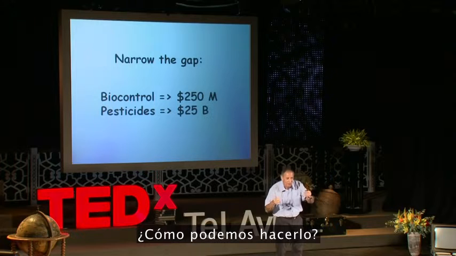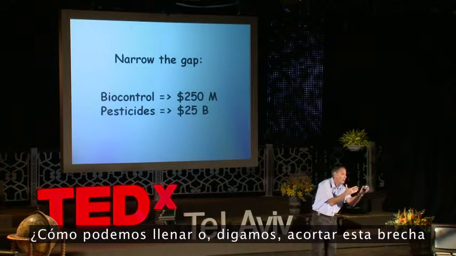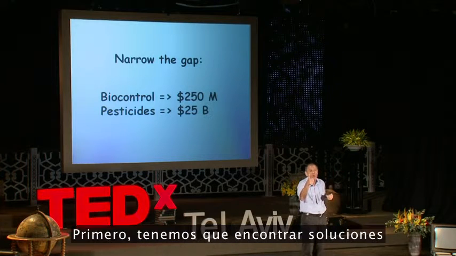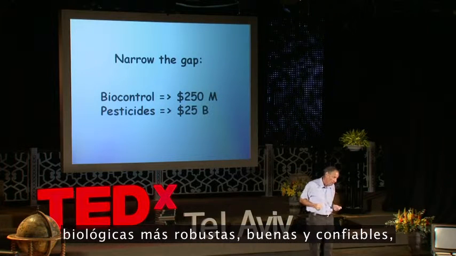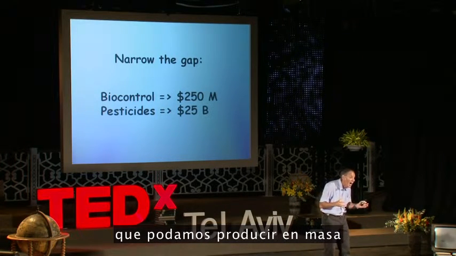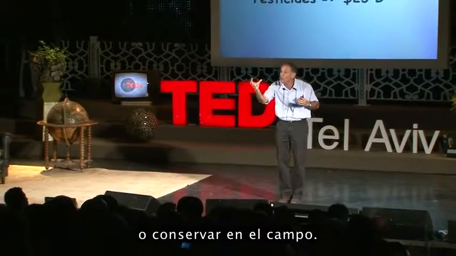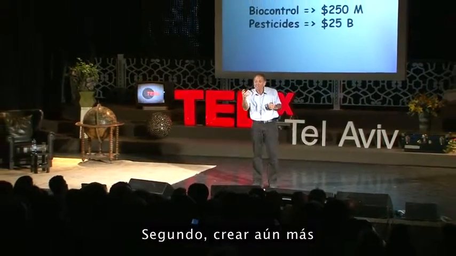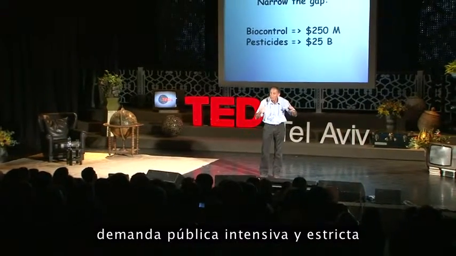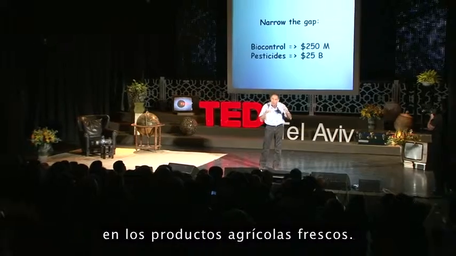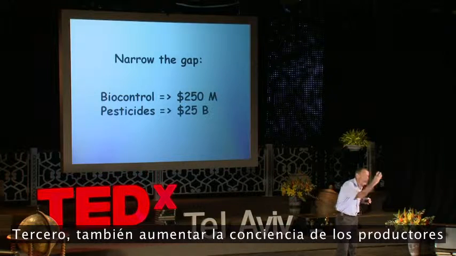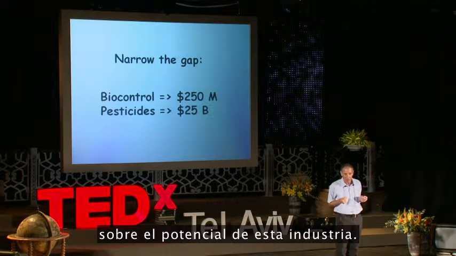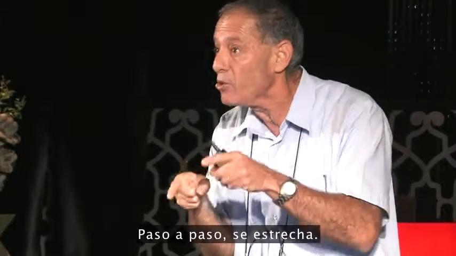So actually, how can we do it? How can we bridge, or let's say narrow this gap in the course of the years? First of all, we need to find more robust, good and reliable biological solutions. More good bugs that we can either mass produce or conserve in the field. Secondly, to create even more intensive and strict public demand for reduction of chemicals in the agriculture of fresh produce. And thirdly, also to increase awareness by the growers of the potential of this industry. And this gap really narrows, step by step, it does narrow.